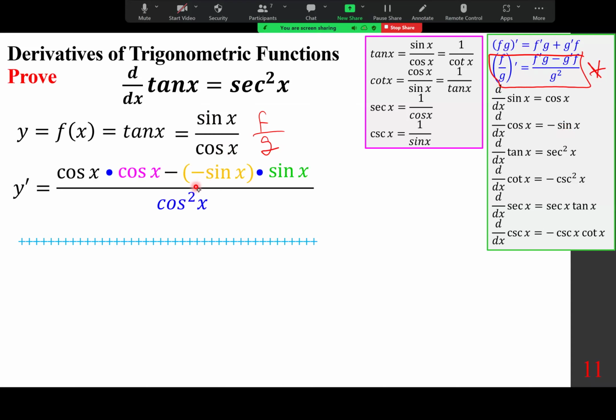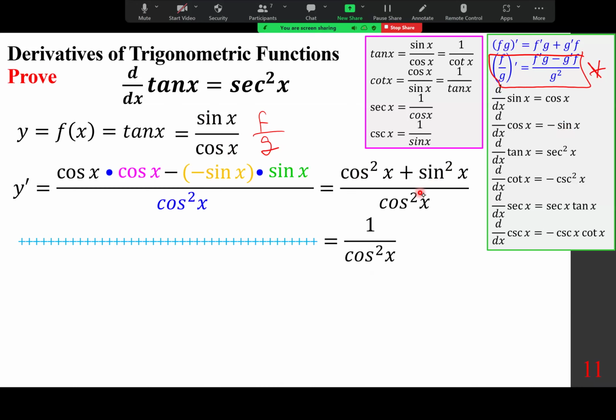And this is the only calculus step. As you can see, this is cosine squared plus sine squared. Cosine squared and sine squared, they add up to 1. So we get 1 over cosine squared, and because secant is 1 over cosine, then 1 over cosine squared must be secant squared.